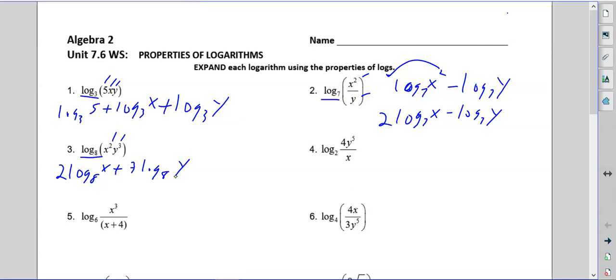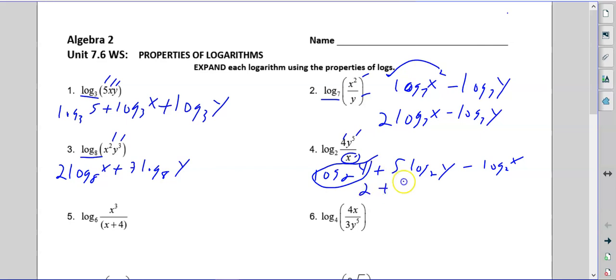Log 8 doesn't change. So here we're going to have 1, 2, 3 items. This is going to be subtracted. This is going to move out in front of the y, the 5. So I have log 2 of 4, and we'll come back to that one, plus 5 log 2 of y minus log 2 of x. And technically, this can be simplified because 2 to what power is 4? 2. So this is actually just a constant, 2 plus 5 log 2 of y minus log 2 of x. Okay? Always simplify when you can.